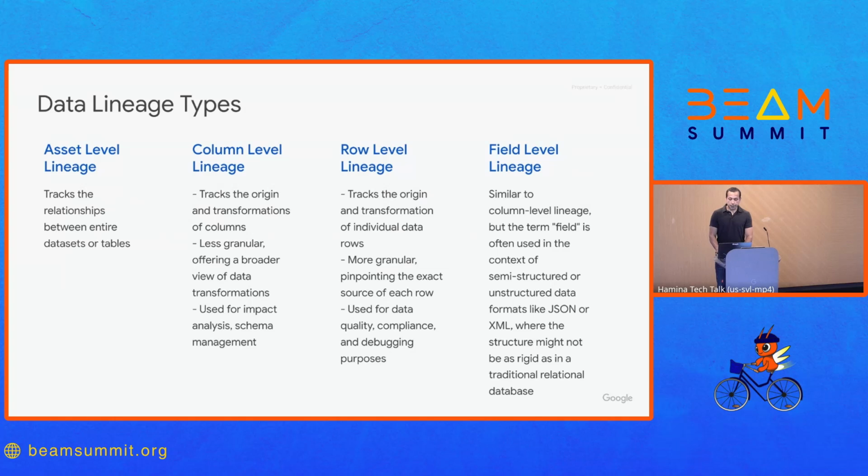Then there's row level lineage, which tracks the origin and transformation of individual rows. It's more granular, giving a picture of how each and every row was sourced. It's used mostly for data quality, compliance, and debugging purposes. Lastly, there's field level lineage, which is very similar to column level lineage, but the term field is used mostly in terms of unstructured or semi-structured data such as JSON or XML, which are not as structured as a typical relational database where you have very structured data of rows and columns.